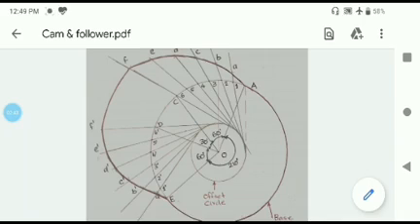So that is the end of the 3 different types of questions. Now we will solve one more question with another 2 types of motion of the follower. For that particular question, I will show you only how to draw the displacement diagram. The cam profile you need to draw. So that we will do in the next class.